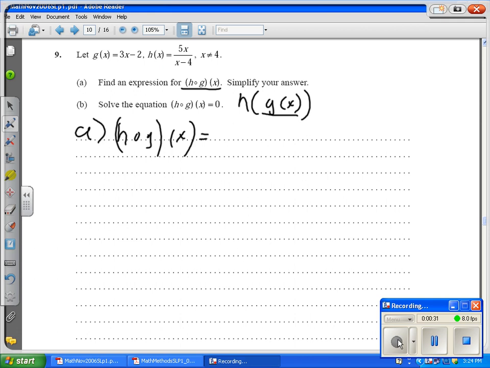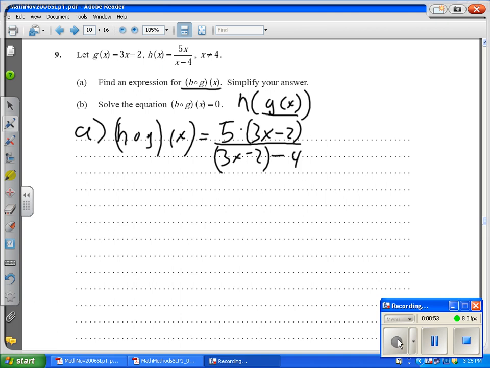equals 5. Okay, and now we have an x, so we have to substitute g of x, giving us 3x minus 2 over, and we have another x, so we have to substitute g of x again, 3x minus 2, and then we have minus 4, and that's it.